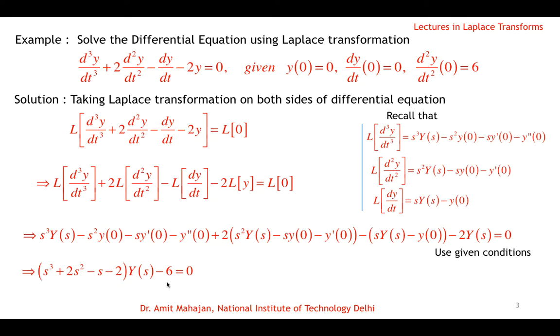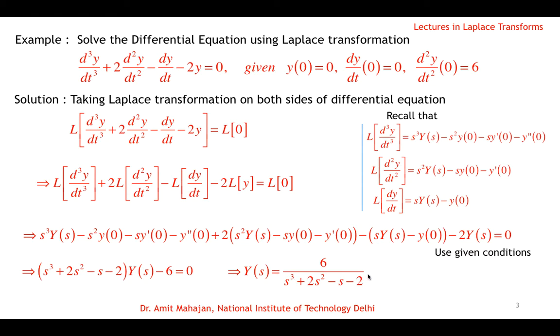And now the second step says that once you have the algebraic equation, you solve it to calculate Y(s). Y(s) is easy to calculate: take the 6 to the other side and divide by this. So Y(s) is 6 over s cubed plus 2s squared minus s minus 2. That's step 2. Then finally the third step is that you take the inverse Laplace transformation on both sides of this. On the right hand side we have a denominator polynomial of third power. We did the method of partial fractions in the last lecture, so we're going to utilize that.